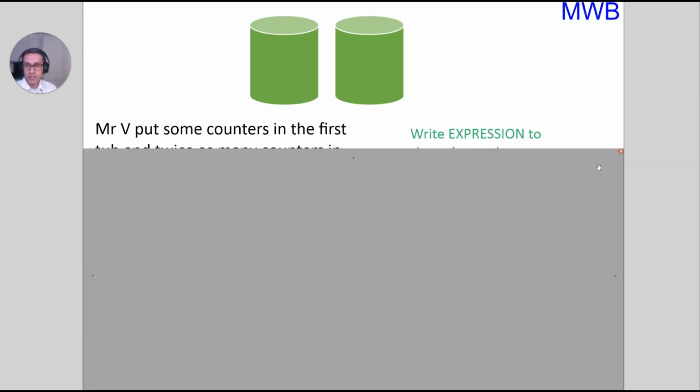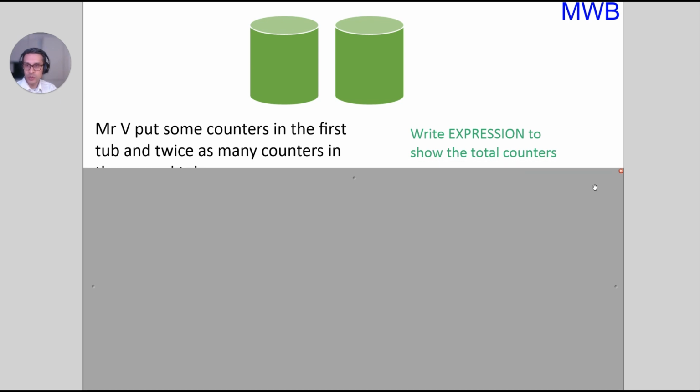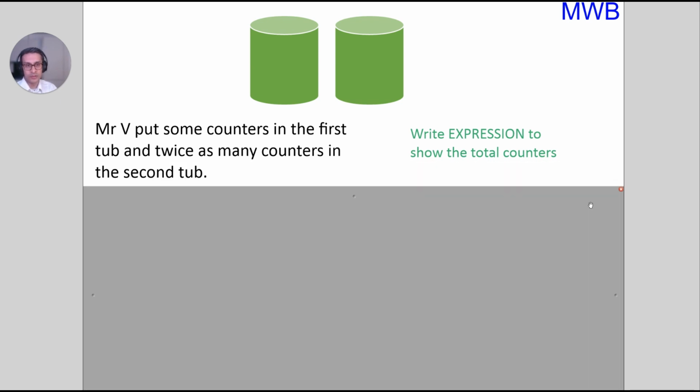Let's do another example here. So Mr. V put some counters in the first tub and twice as many in the second tub. Write an expression for this. So again, we'll change the letter to another one. We just call it P, just for giggles. So if that tub has P counters, this one has twice as many, so it's going to be 2P. We're going to add them up because we want an expression for the total. And yes, this does simplify to give you a single term, which is 3P.